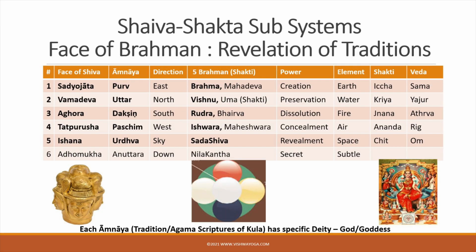So these 5 faces are commonly accepted by most Shiva Shakti traditions. However, in some texts there is also a 6th face mentioned which looks downward, called Adhomukha. Some sources connect this face with Shiva's name Nilakantha, with the secret power yet full of compassion. Thus, each face relates to a tantric tradition or lineage, also called Amnaya, and each one has a respective deity, though these traditions have changed over time.